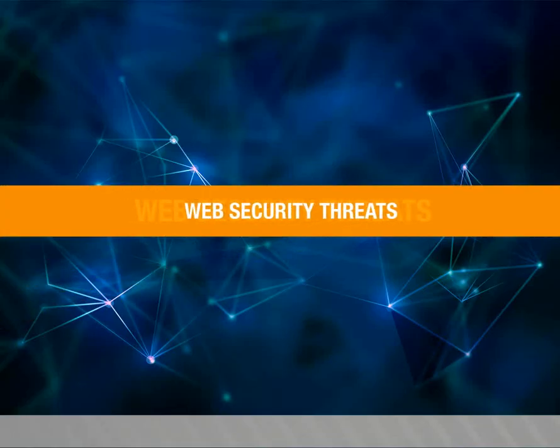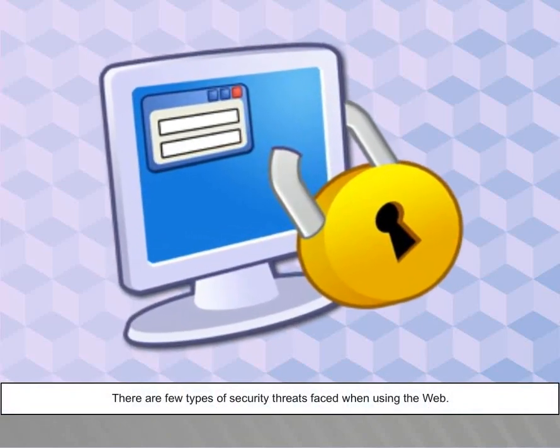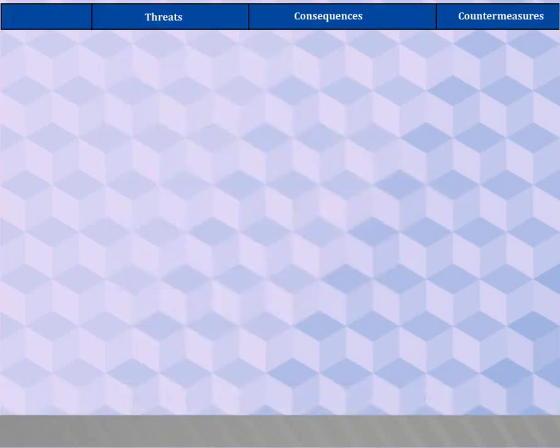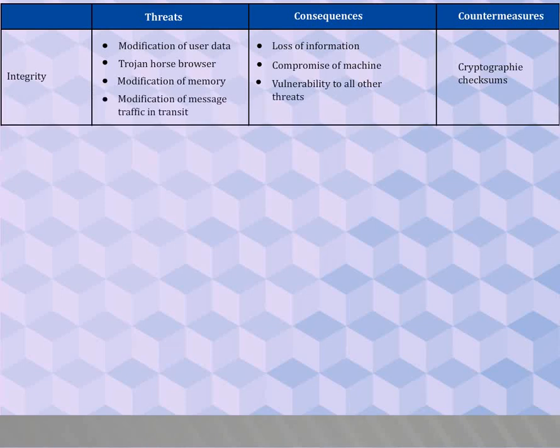Web security threats. In this video, we are going to see about what is web security threats. There are a few types of security threats faced when using the web. Threats, consequences, countermeasures. Integrity. Threats: modification of user data, Trojan horse browser, modification of memory, modification of message traffic in transit. Consequences: loss of information, compromise of machine, vulnerability to all other threats. Countermeasures: cryptographic checksums.